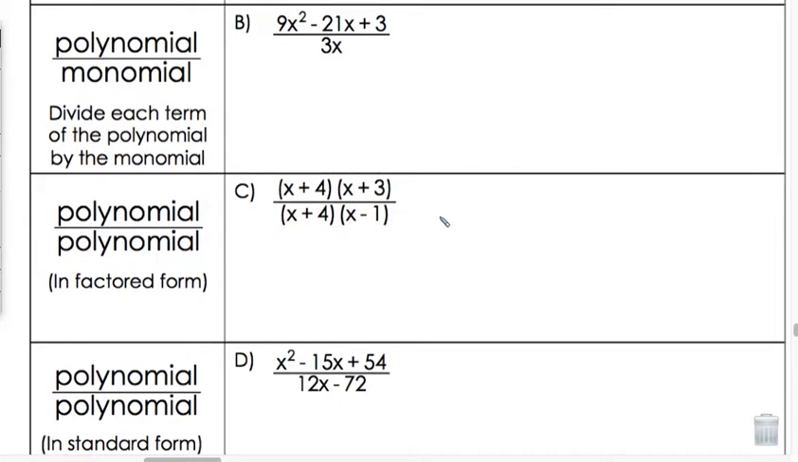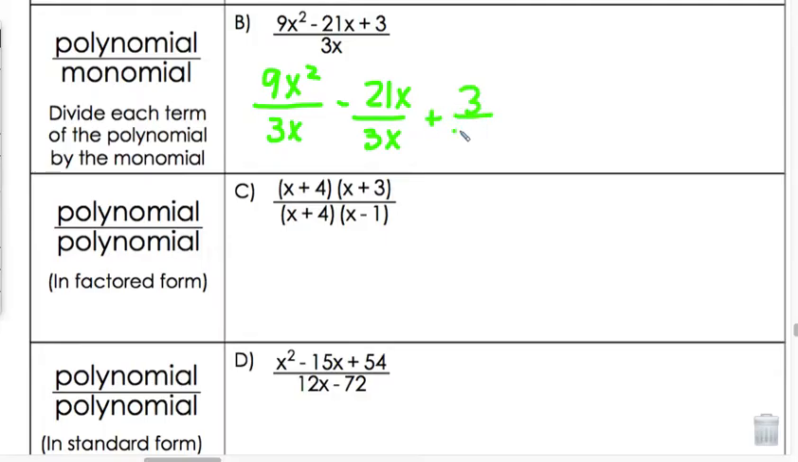All right, and we're going to continue getting a little more difficult. So let's take a polynomial divided by a monomial. The first thing we need to do is divide each term of the polynomial by the monomial. So what does that mean? I'm going to take 9x squared divided by 3x, minus 21x divided by 3x, plus 3 divided by 3x. And then I can simplify each term within the expression.